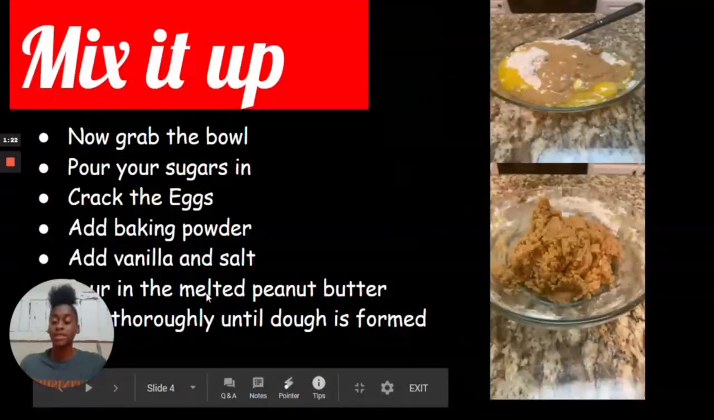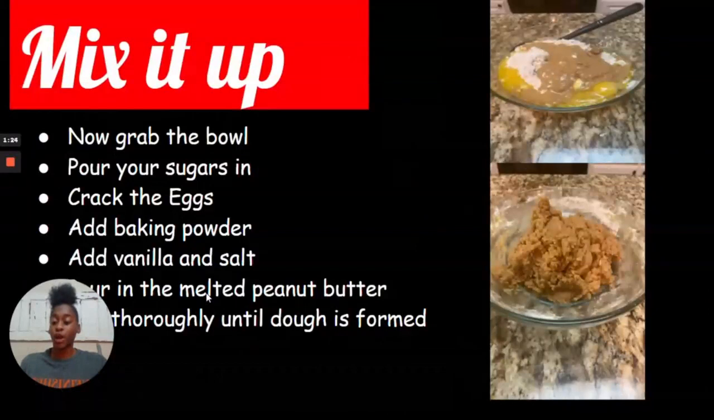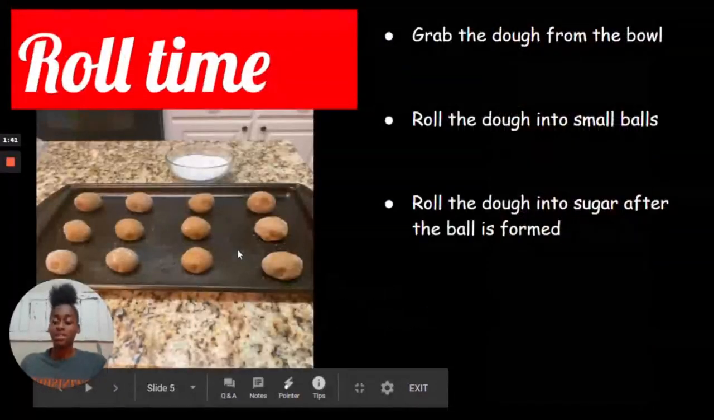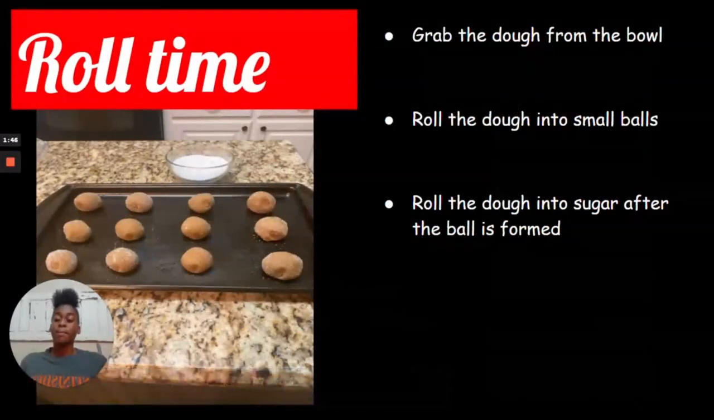Now it's time to mix all your ingredients together. You will grab your bowl, you will pour your sugars in, crack your eggs, add the baking powder, add your vanilla and salt, pour in the melted peanut butter and the stick of butter, mix thoroughly until the dough is formed and it has a nice texture. Now it's time to roll the dough. You will grab 1 inch of rolled dough, roll it into a nice ball, place the ball into the bowl of sugar, roll it around in the sugar a few times, then you can take it out and place it on the pan.